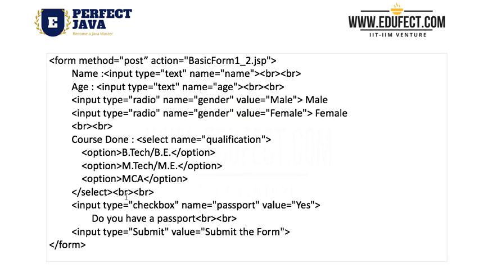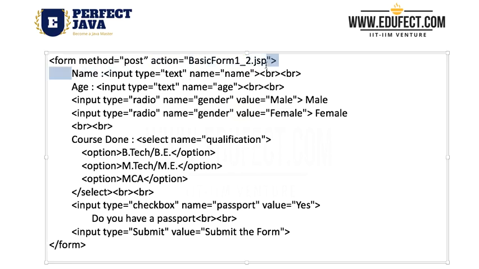Let's go back to the form. The first input we had put in the form was name. Input type is equal to text, which means it was a text box, and then we have said name is equal to name. So the name of this text box was name. Similarly, the name of the next text box was age, of the radio type was gender, of the drop down was qualification, and the checkbox was passport. So we can see everywhere we've used name is equal to qualification, name is equal to passport, name is equal to gender, name is equal to age, and name is equal to name.